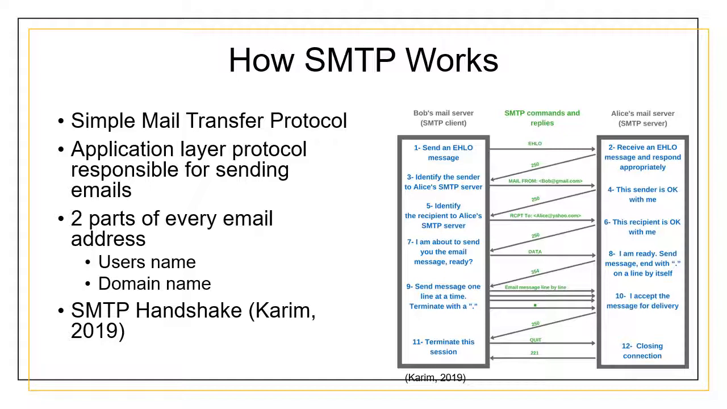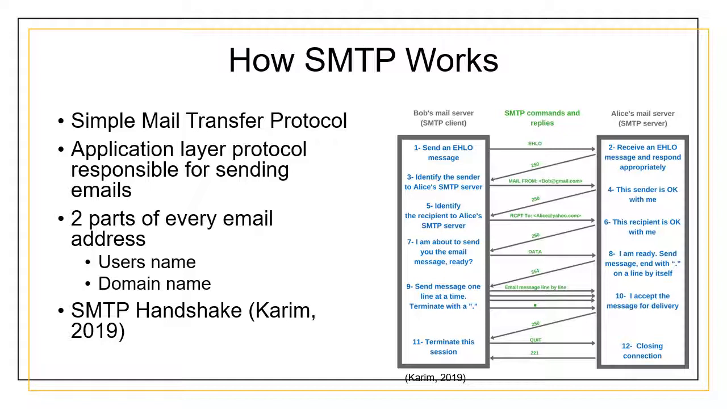Now the message transfer can begin. Bob's server will begin this process by sending a data command to Alice's server. In this case, if Alice's server is ready to go, it'll send back a 354 code. This message is then sent from Bob's server to Alice's server one line at a time. Alice's server will know when the message is complete because it will be concluded with a special line at the end of the mail. Once it has received the whole message, it will send Bob's server a 250 code.